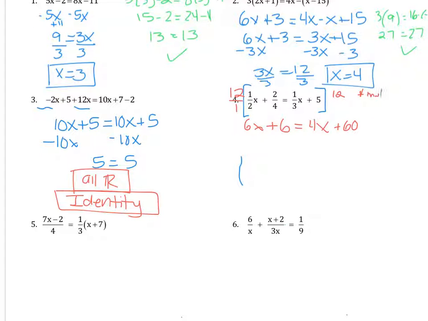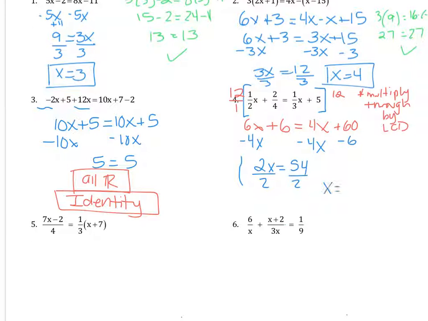So again, I'm going to put a little note here, multiply through by the least common denominator. Okay, now this is an easy problem to solve. Variables to one side, numbers to the other, and we get that x is 27, and it does check.